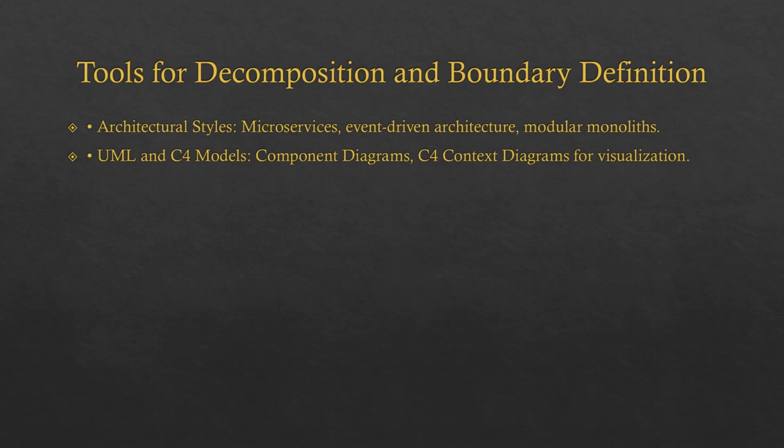To help with decomposition and defining boundaries, we use different architectural styles and tools. Microservices, event driven architectures, and modular monoliths are some of the styles we can apply based on the complexity. Tools like UML and C4 models help visualize the system structure while maintaining cohesion within components and reducing coupling between them.